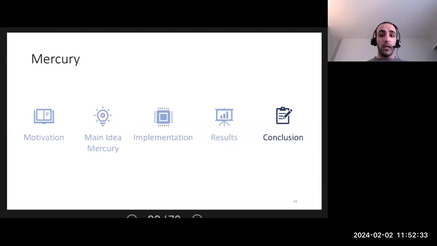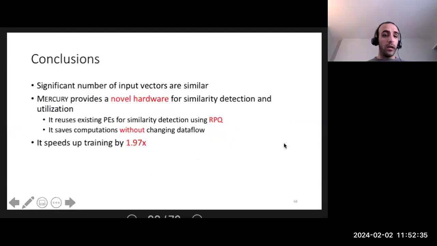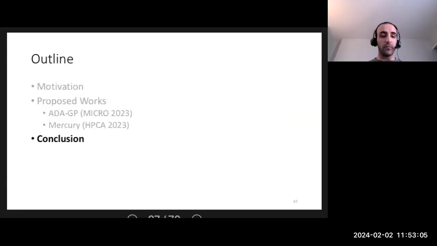Now, in this paper, in Mercury, we showed that a significant number of input vectors are similar, and Mercury provides novel hardware for similarity detection and utilization. It reuses the existing processing elements for similarity detection using the RPQ approach, and it saves computations without changing the dataflow. And it speeds up training by 1.97 times.